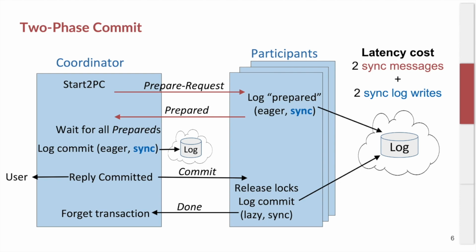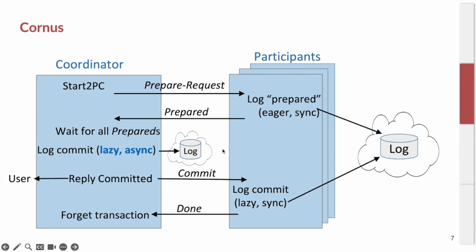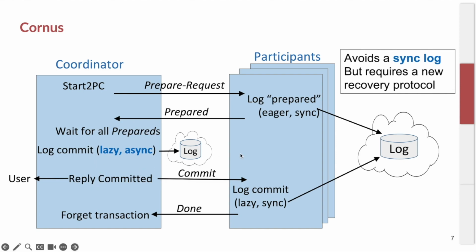Recall that in two-phase commit, the coordinator needs to wait until the commit record is flushed to the remote log before getting back to the user. In Cornus, there is only one small change to the protocol, which makes the write asynchronous, so that it can get back to the user before the log is flushed. But it requires some major changes in the recovery protocol.